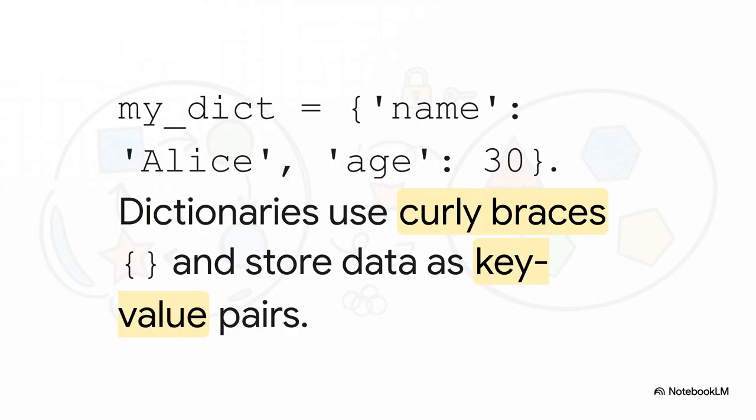All right, let's jump right into the code. We create a dictionary using these curly braces, and inside, we define our key-value pairs. Now, notice the syntax here. We have the key name, which is a string, then a colon, and then its value, Alice. Each of these pairs is separated by a comma. It's just a really clean, readable way to group related info.